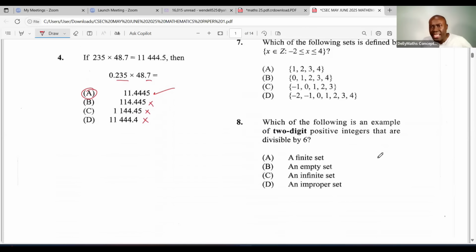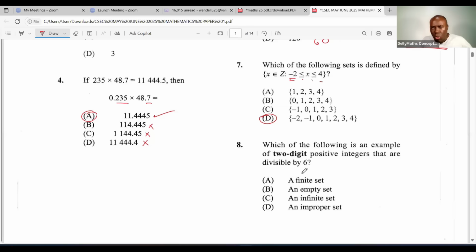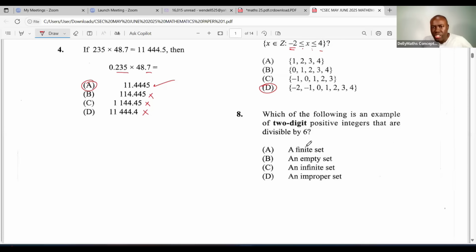Which of the following sets is defined by x is greater than or equal to -2 and less than or equal to 4? So you're moving from -2 to 4. This is the answer for the question. Hope that's what you got. Okay, we're dealing with integers.